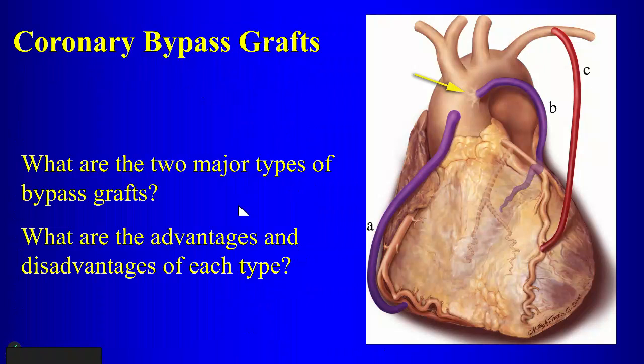The two major types of coronary bypass grafts are saphenous vein bypass and internal mammary artery bypass. So what are the advantages and disadvantages of each type? The saphenous vein is larger in the lumen size. Because the saphenous vein graft has a larger lumen size, it can have a higher flow rate. Okay. The internal mammary artery is smaller than the saphenous vein, so the flow rate is somewhat less, right? So that would be an advantage of a saphenous vein graft.